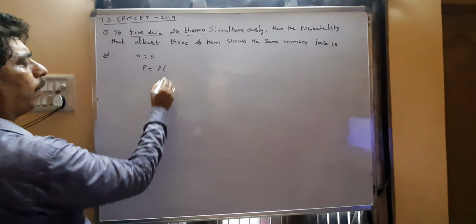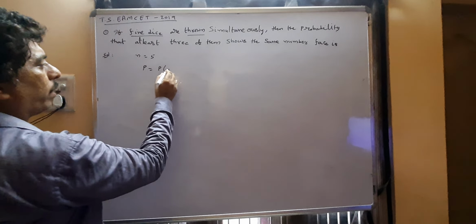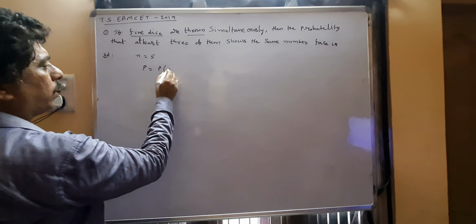P is the probability that one die shows a 1, the probability of the same number on the face. Same number on the face means it shows either a 1, or a 2, or a 3, a 4, a 5, or a 6. Out of 6 cases, I will take 1 case, the same number 1 on the face.